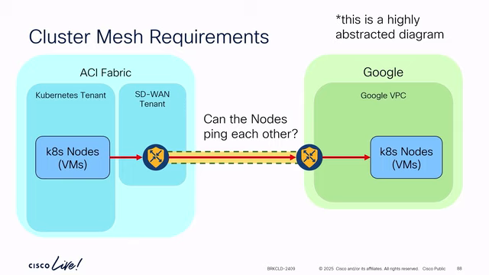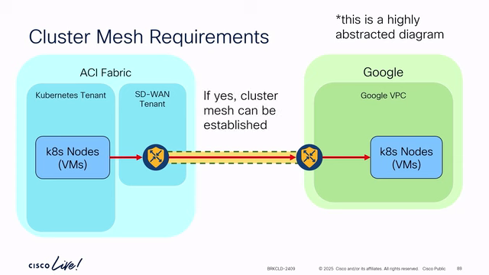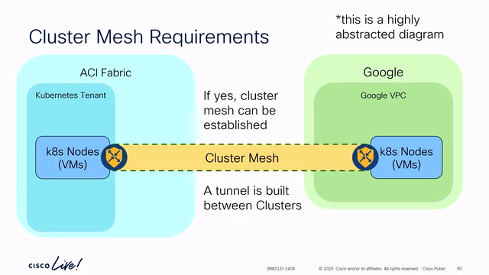So what do we need for cluster mesh? It's quite simple. Can the nodes ping each other? We could probably even remove ICMP and just allow the specific ports for cluster mesh, but this is a pretty good barometer. If they can reach each other, yes, we can then establish a mesh. And once the mesh is established, we can build a cluster mesh. So we build a tunnel between the clusters.